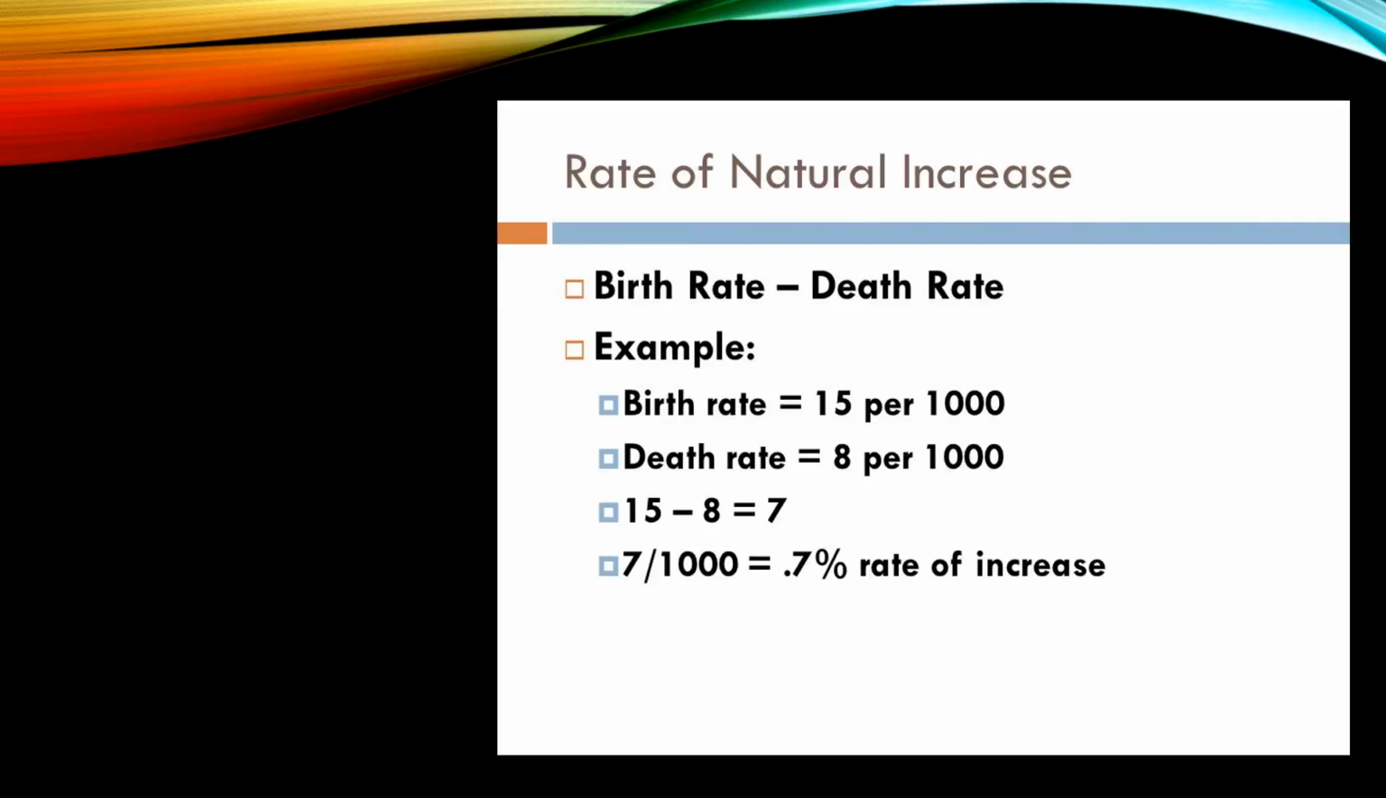Birth rate 15 per 1,000 and death rate 8 per 1,000. So 15 minus 8 is 7, but that's over 1,000 people. So it's a 0.7% rate of increase. So whatever country this is looking at, it actually has a slightly higher natural rate of increase than Denmark does.